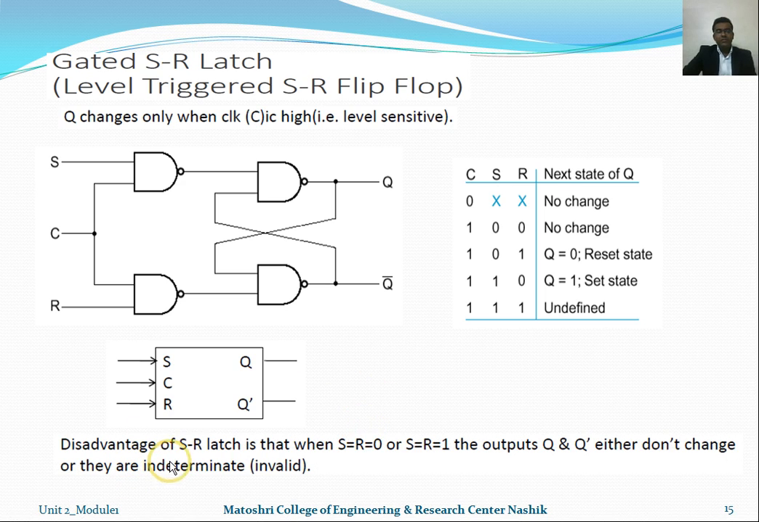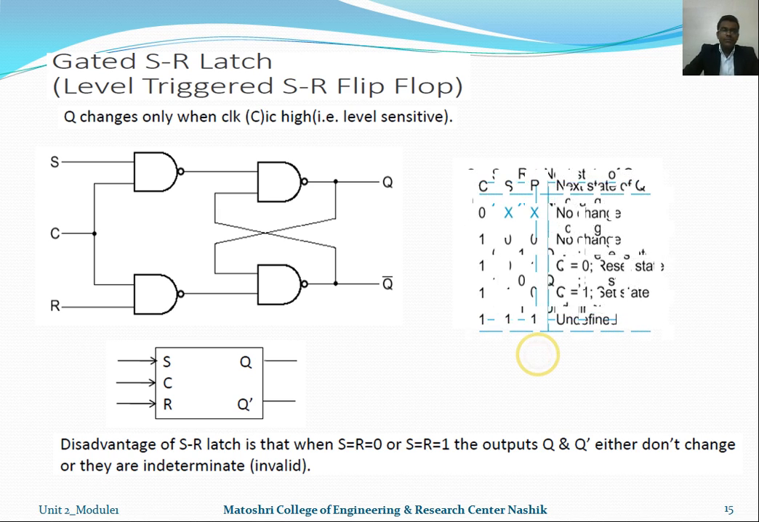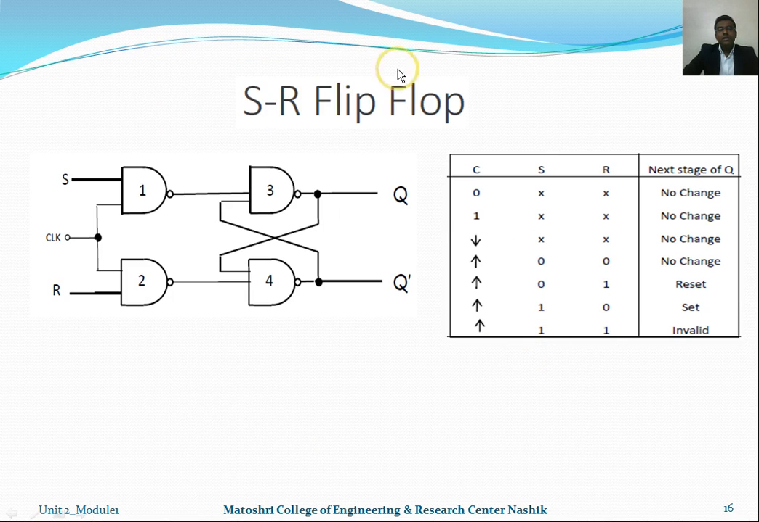One of the disadvantages of the SR latch is that when the SR value is 0 0 or 1 the output is not changed, and in case of SR equal to 1 1, the output is showing invalid. That is the only drawback of this SR latch or SR flip-flop, and this drawback is overcome by the further D flip-flops, T flip-flops, and JK flip-flops. These are the SR flip-flops.